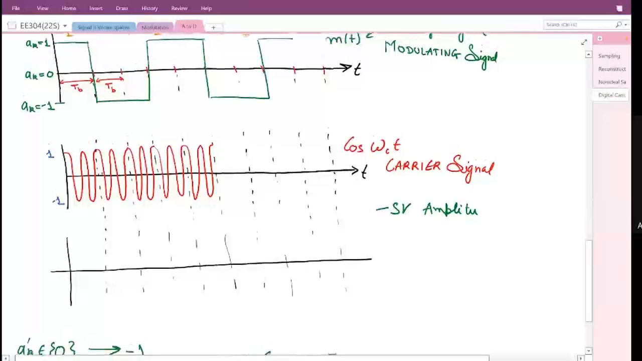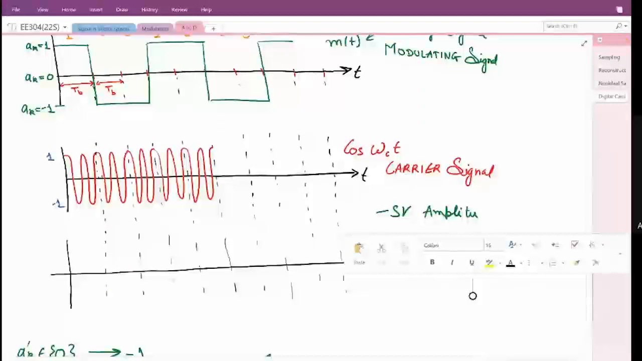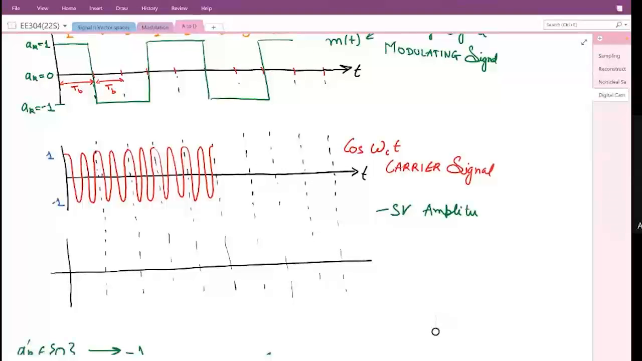Yes. Like in the first portion, it will be in one phase, and in the second block, the phase will reverse. Correct. So the phase will reverse.